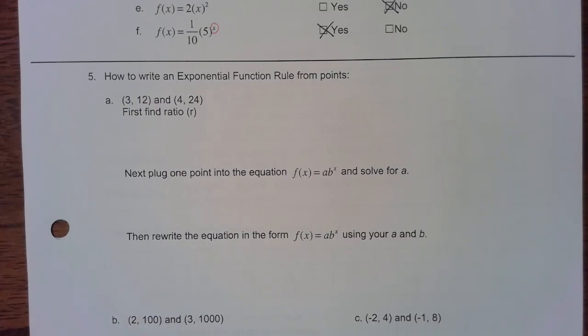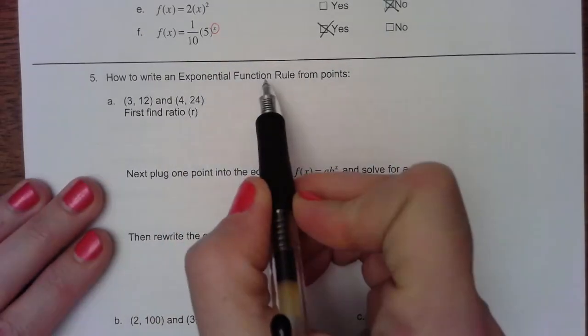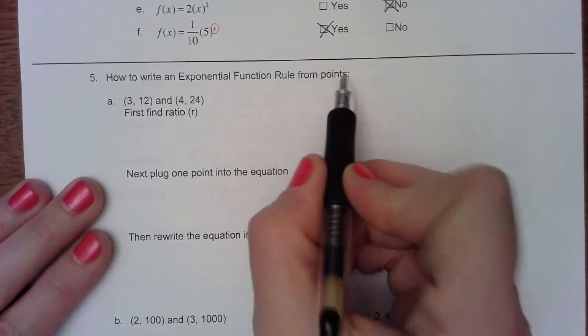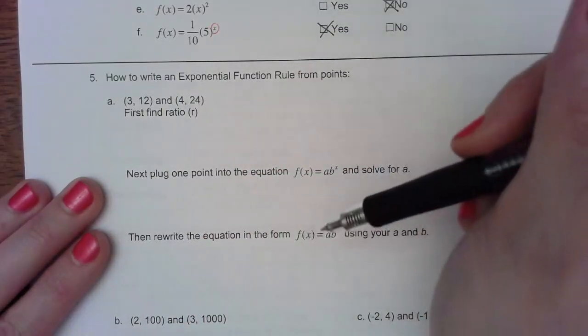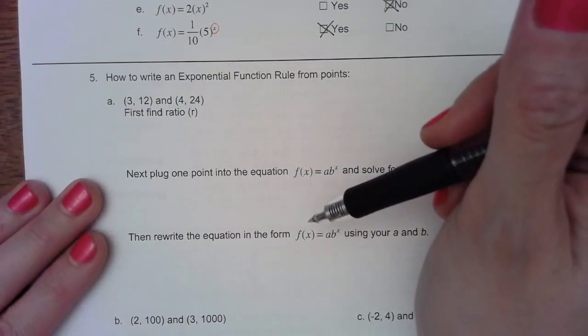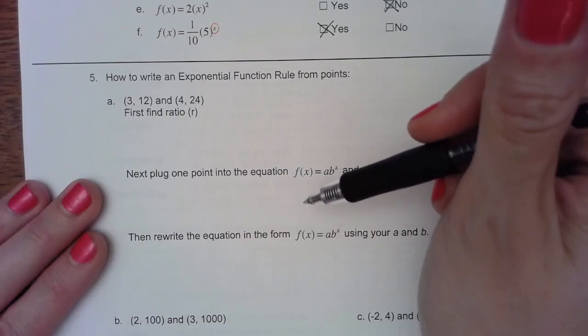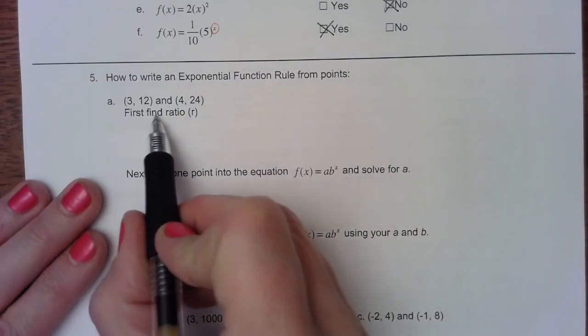So the last example for this one, it says it assumes that it's an exponential function and it wants you to find the rule from the points. So our goal in this is to be able to write the equation, so the y equals or f of x, or whichever way you're trying to write it. The first thing it wants us to do is find the common ratio.